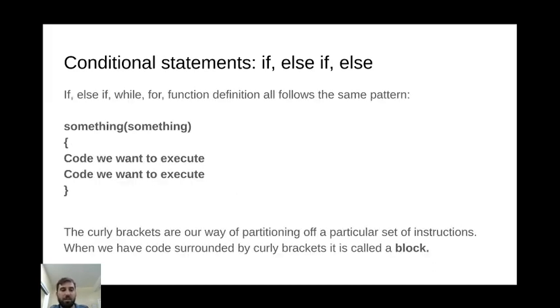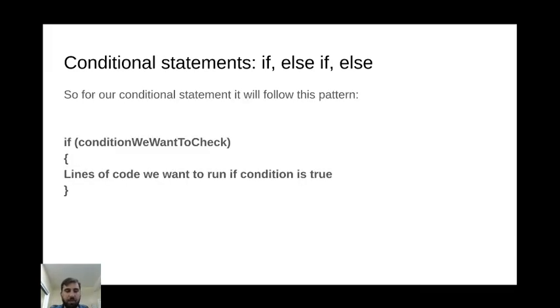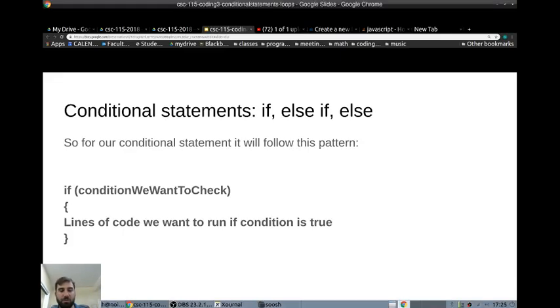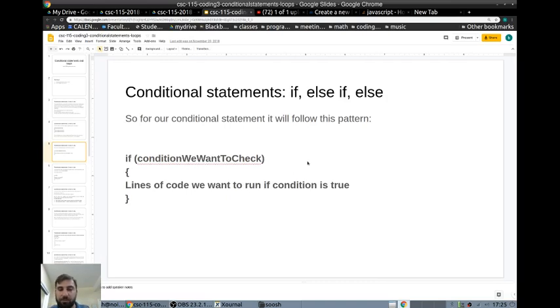If you remember, our function definition has something like this, right? So this is the syntax for a basic conditional statement. The keyword if, in parentheses, we don't have our inputs, we have a condition that we want to check. This has to be something that evaluates to true or false. And then finally we have some curly brackets and some lines of code we want to run if the condition is true. So why don't we test this out really quick.